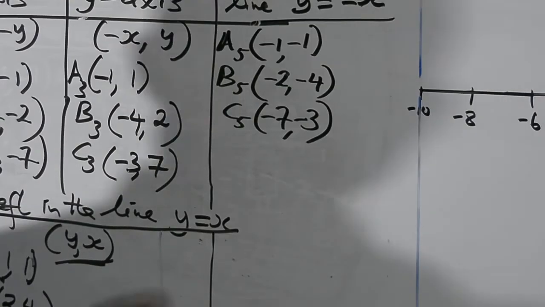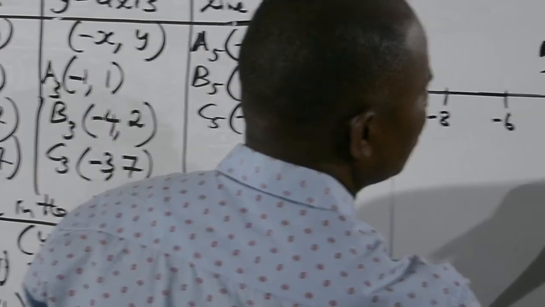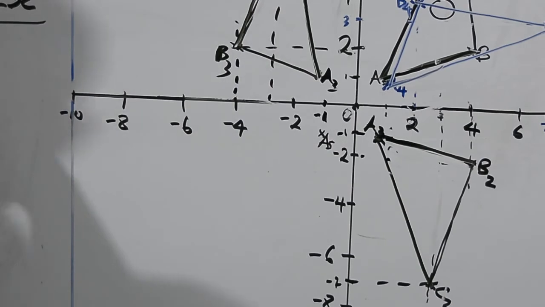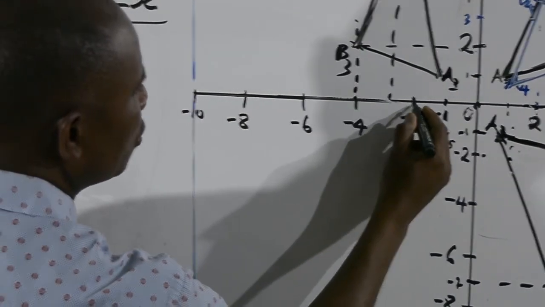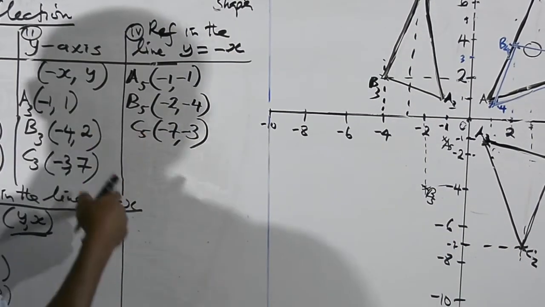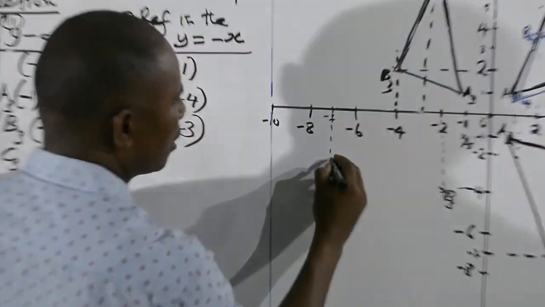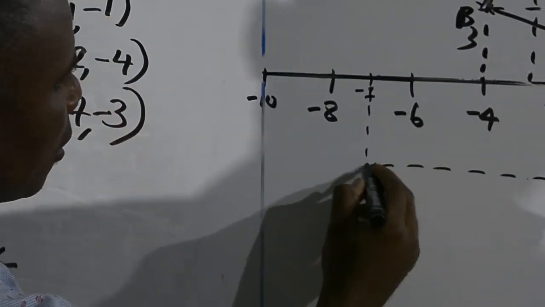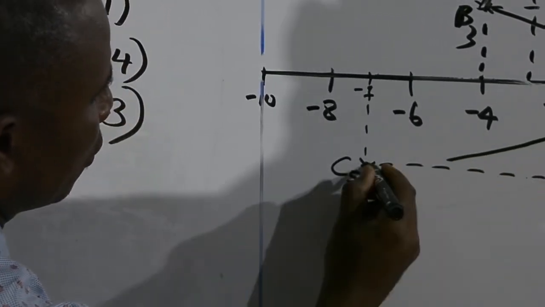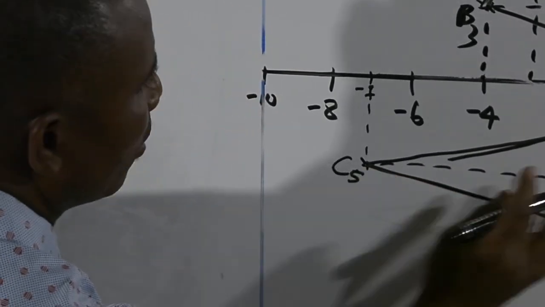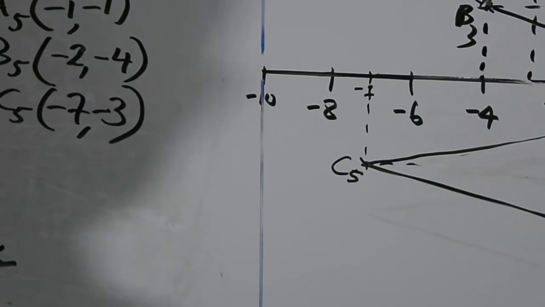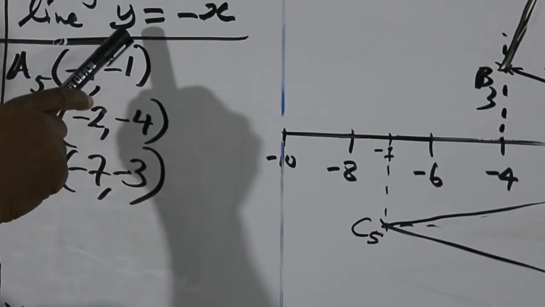So it says plot. So we plot again. This is -1, -1. So I got it here. This is A5. This is -2, -4. This is B5, and you have -7, -3. This is -7 and -3. So C5. So you take the ruler again and go. My free hand is like a ruler, so you can use your ruler to figure out that. So now I have reflected it in the line y equals minus x.